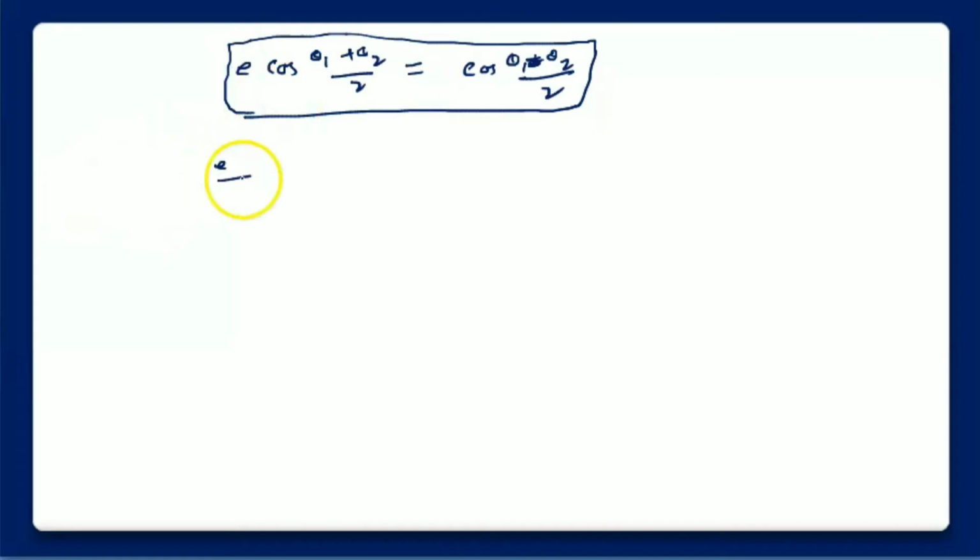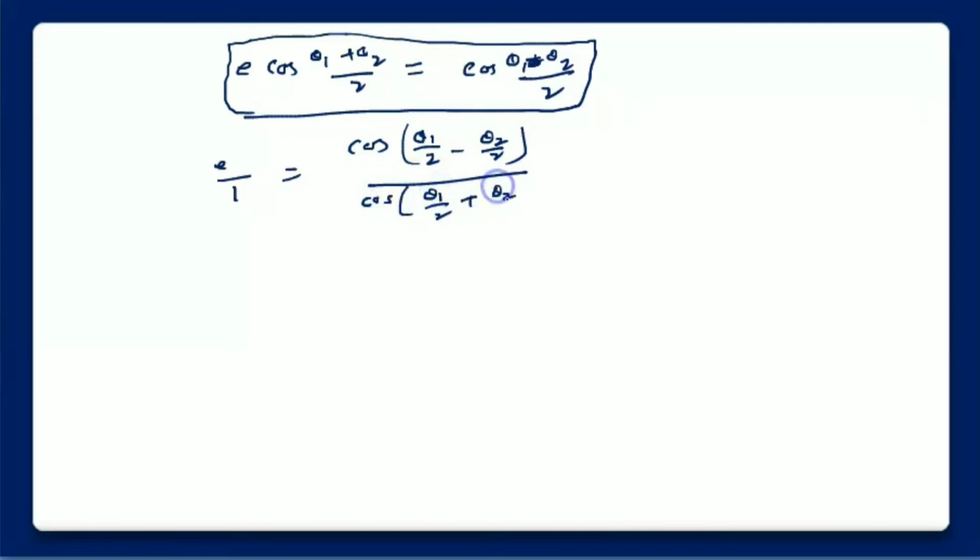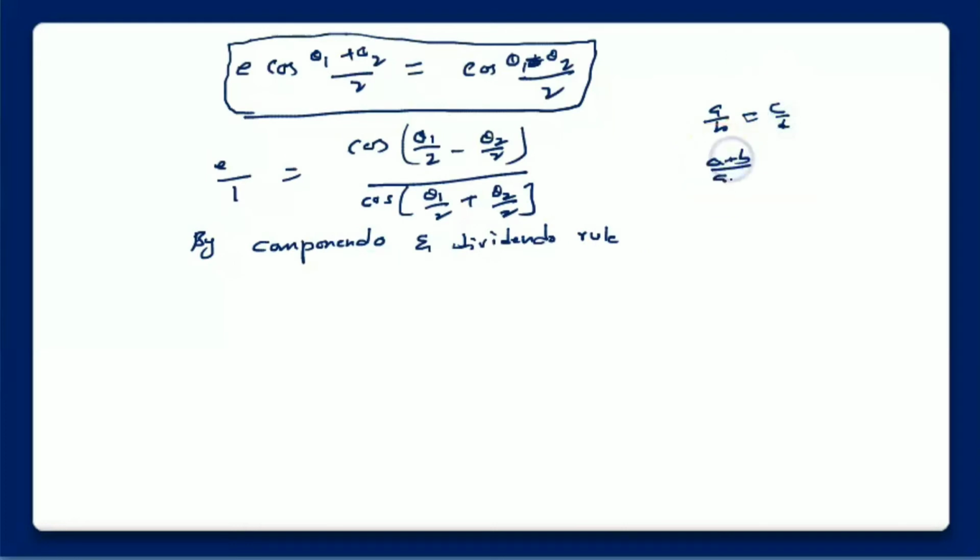So I can write e by 1, as e is equal to cos of (theta 1/2 minus theta 2/2) by cos of (theta 1/2 plus theta 2/2), after rearranging this. So what can we write by the componendo and dividendo rule? What is the componendo and dividendo rule? If a by b is equal to c by d, then (a plus b) by (a minus b) is equal to (c plus d) by (c minus d).